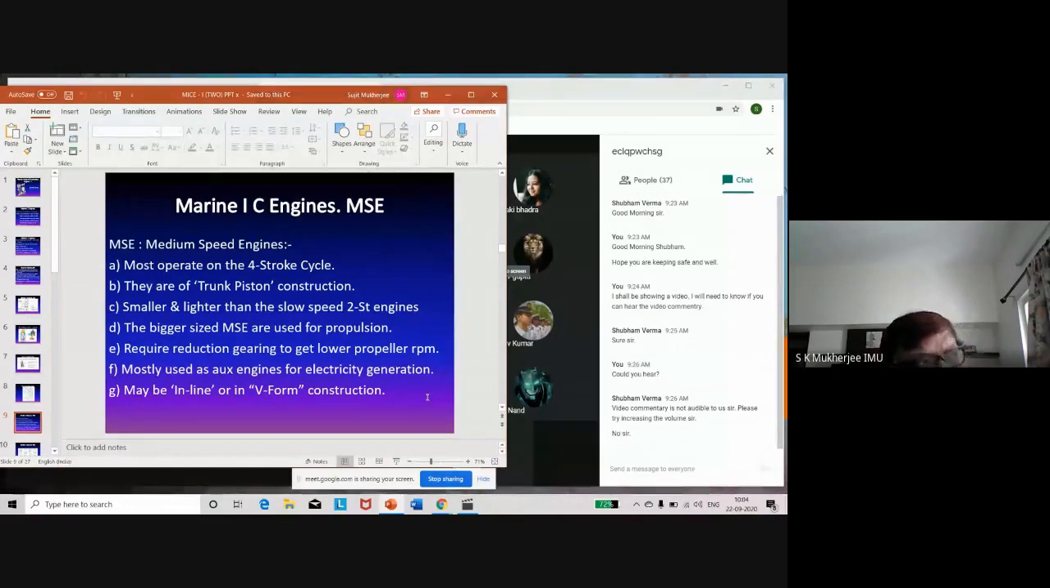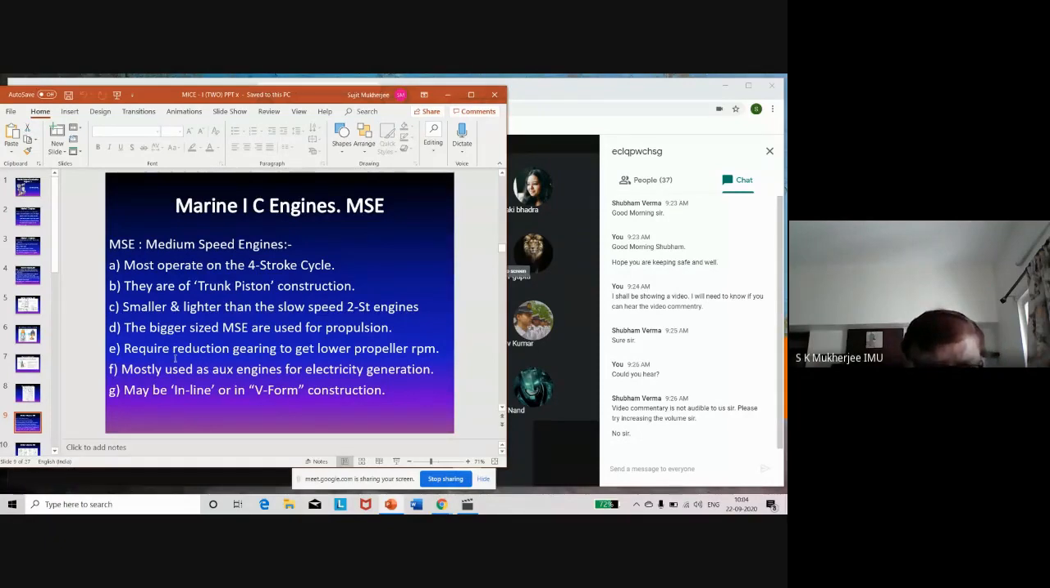Whereas in a two-stroke engine, the size of the engine and the RPM have to correlate with the propeller. So the propeller and engine have to match each other. In the case of a medium speed engine, you need not match. It is the reduction gearing that will help to match the engine and the propeller, on both sides.